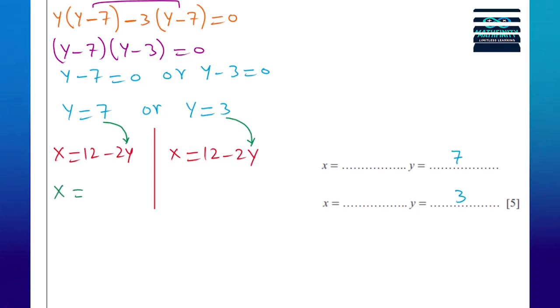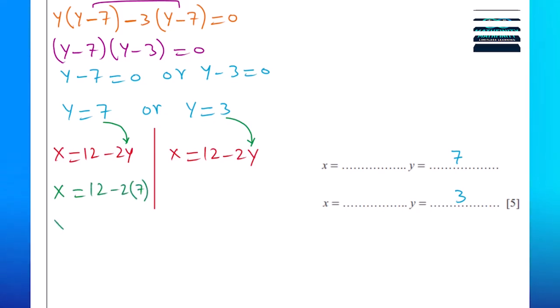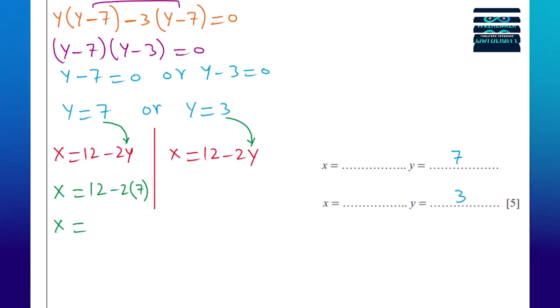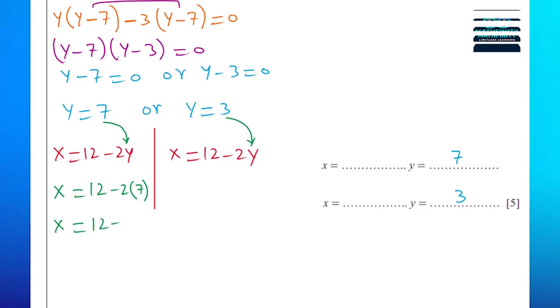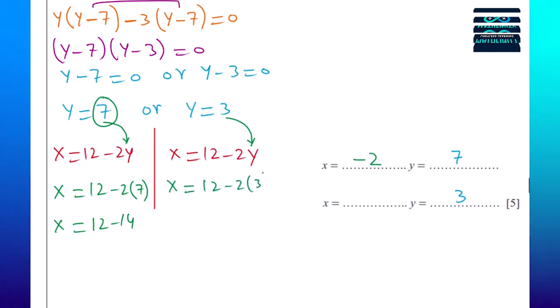So we can write x is equal to 12 minus 2 times 7. That is 14. 12 minus 14, minus 2. So when we substituted 7, we got negative 2. Let us try this one now. 12 minus 2 times 3, 6. So x is equal to 12 minus 6, that is 6.